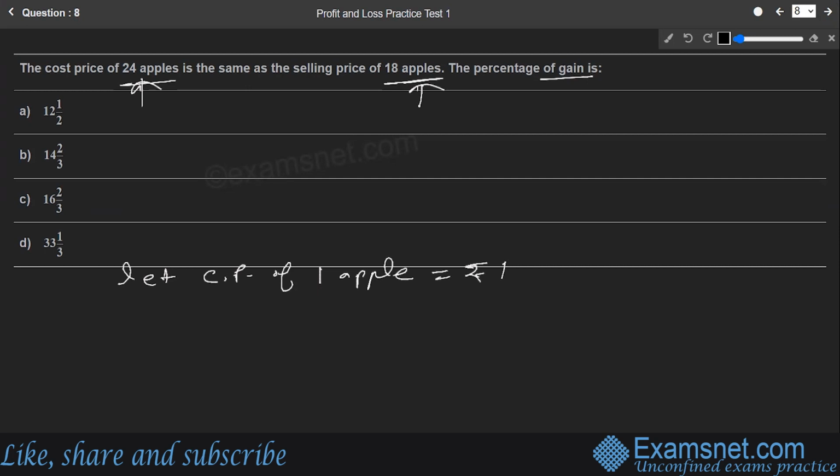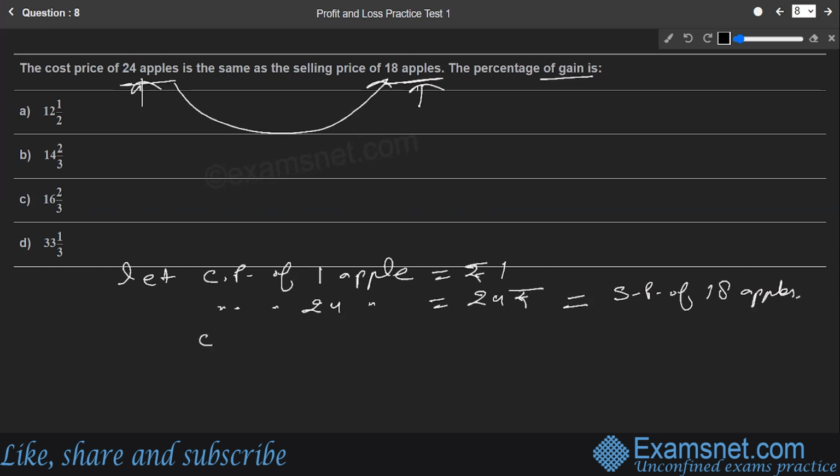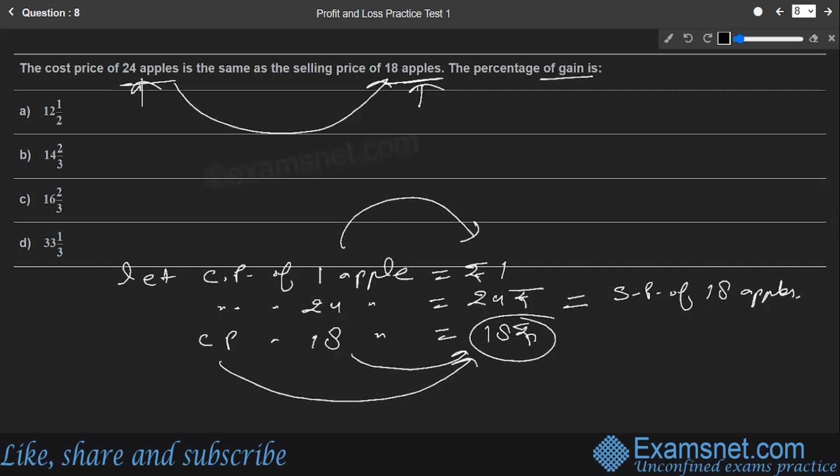How many apples do we have? We have 24 apples. So the cost price of 24 apples should be how much? Simply 24 rupees. If the cost price of 1 is 1, then the cost price of 24 should be 24 rupees. But he says the cost price of 24 apples is the same as the selling price of 18 apples. So these 24 rupees should be equal to the selling price of 18 apples. What should be the cost price of 18 apples? If the cost price of one apple is 1 rupee, then the cost price of 18 apples is simply 18 rupees. Now the cost price of 18 apples is 18 rupees and the selling price of 18 apples is 24 rupees. So for the same quantity, we can compare cost price and selling price.